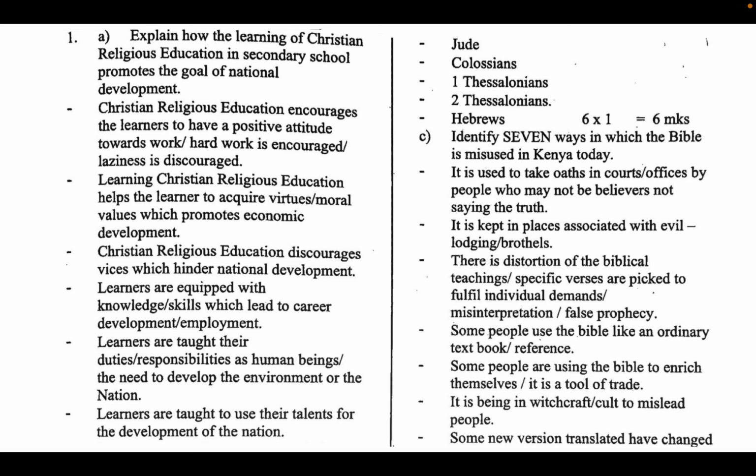C. Identify 7 ways in which the Bible is misused in Kenya today. It is used to take oath in courts by people who are not believers and not saying the truth. It is kept in places associated with evils, for example, brothels. There is distortion of biblical teachings because people pick specific verses to fulfill their individual demands. Some people use the Bible like an ordinary textbook.